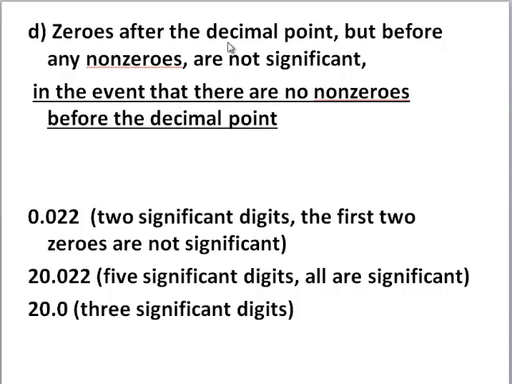Zeros after the decimal point, but before any non-zeros, are not significant in the event there are no non-zeros before the decimal point. So, if we consider the number 0.022, there are two significant digits. The first two zeros are not significant. The expression you may have heard before is that these two zeros are holding the decimal place.